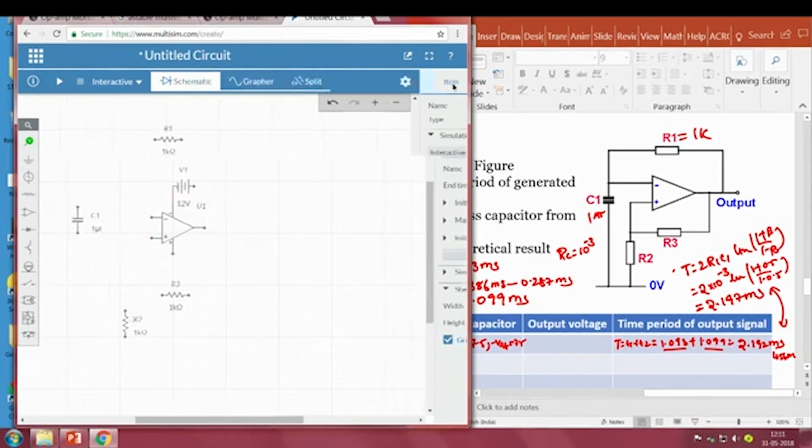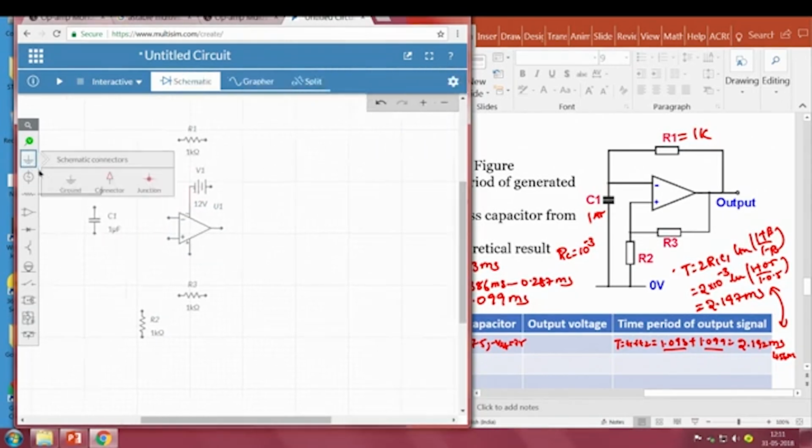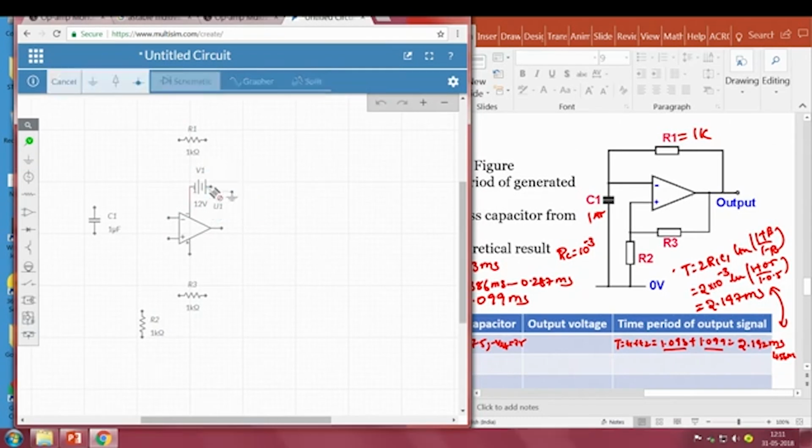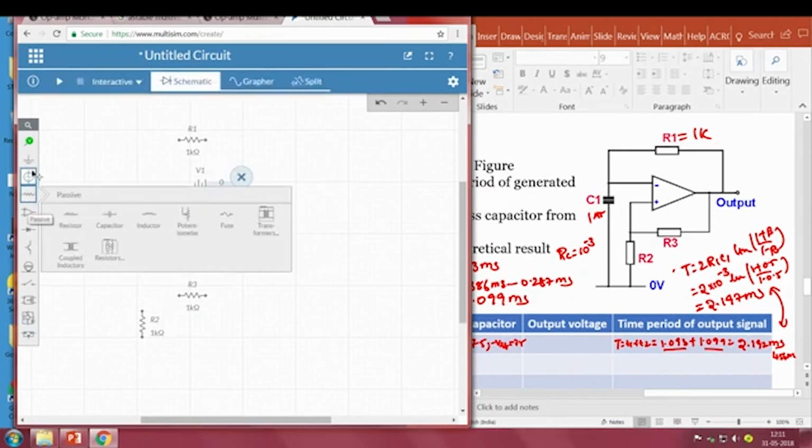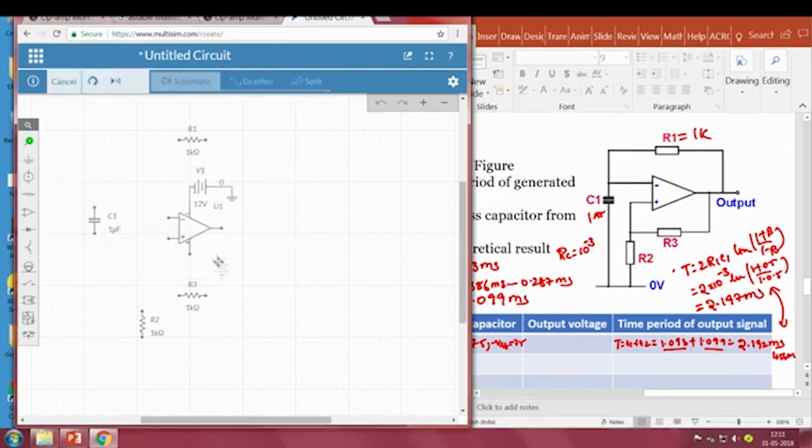Okay, and ground, this should be connected to ground. Then I also need one more voltage source to provide to the positive. I am giving it, then I have to rotate. So I will rotate it. Then this should be connected to again ground.